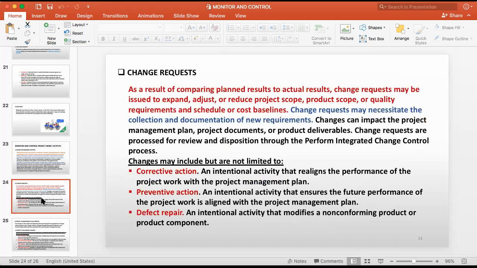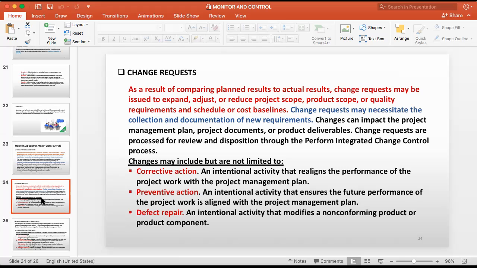Then you have change requests as a result of comparing planned result, and when you compare the planned result to actual result, there can be change request to expand, adjust, reduce scope, product scope, quality requirements, schedule. Anything can happen while doing the work. You may have to change anything. So for that one, you have to go through the change control process. For that one, you have to make the change request.